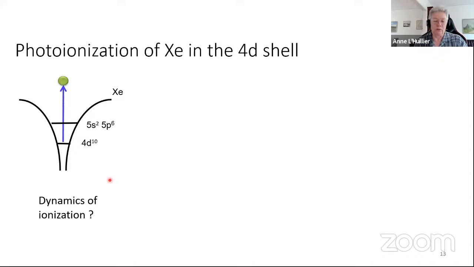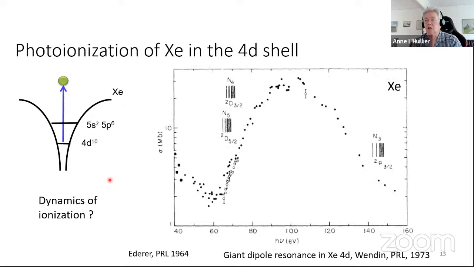So what do we know from previous studies using synchrotron radiation? First of all, we know that above the 4D edge, you do not have a decrease in ionization with photon energy as you have in hydrogen or helium, but you have a kind of delayed resonance. This is called a giant dipole resonance. The threshold is approximately here, 70 eV, and then you have a really broad resonance, which has been interpreted as a collective effect in the 4D shell.